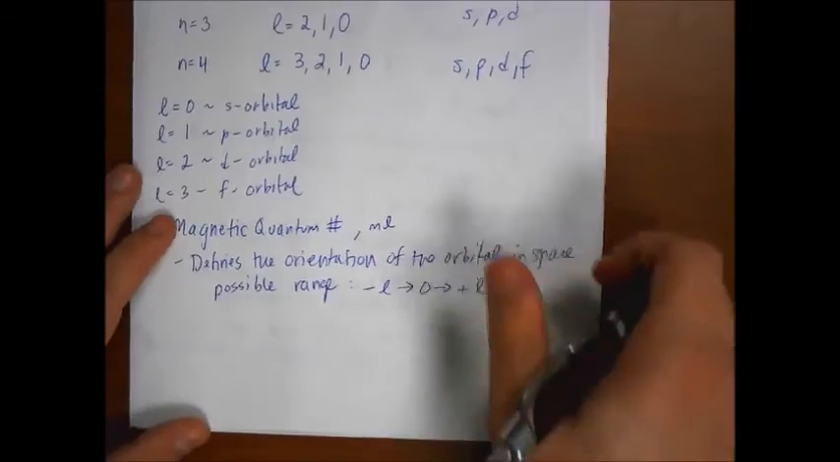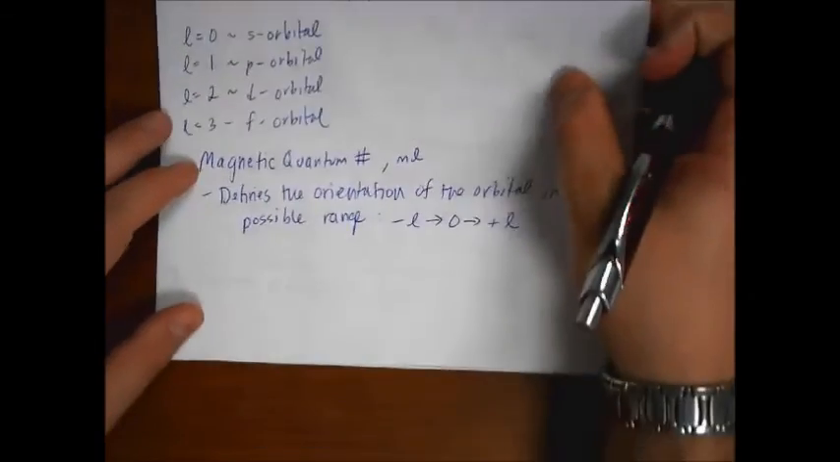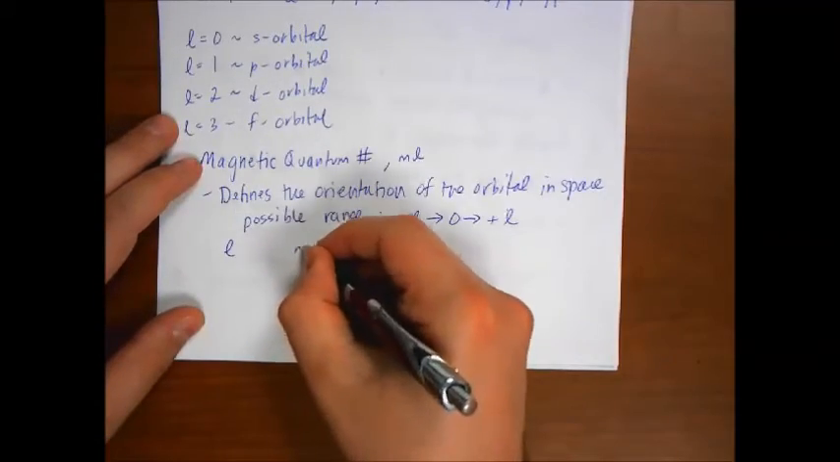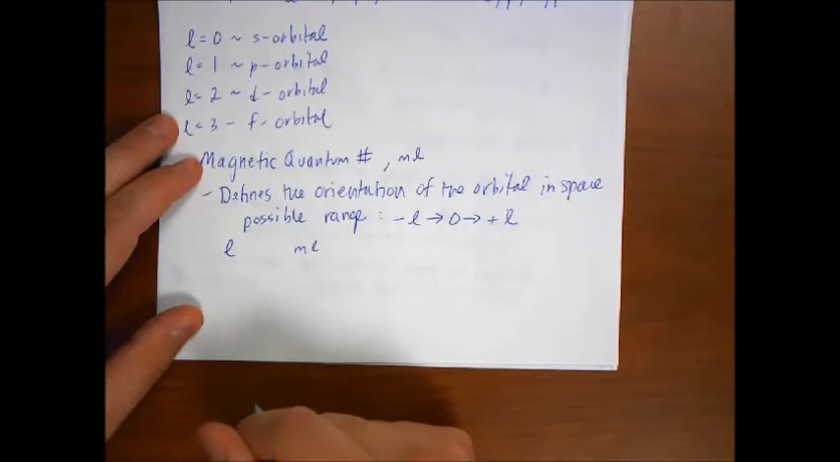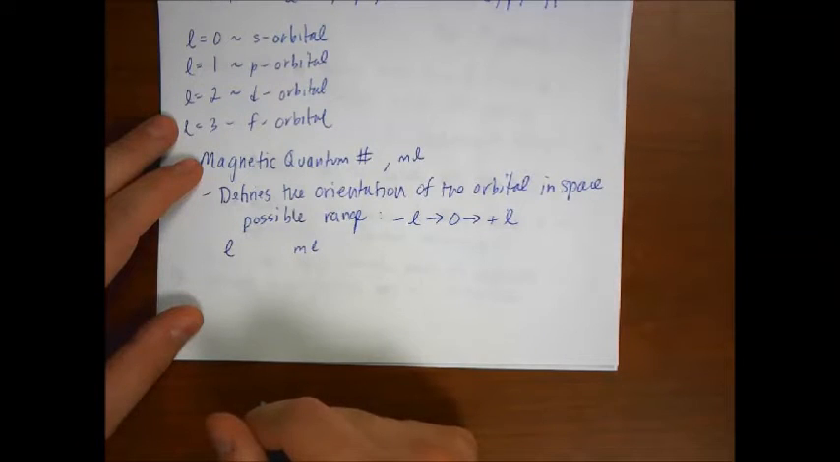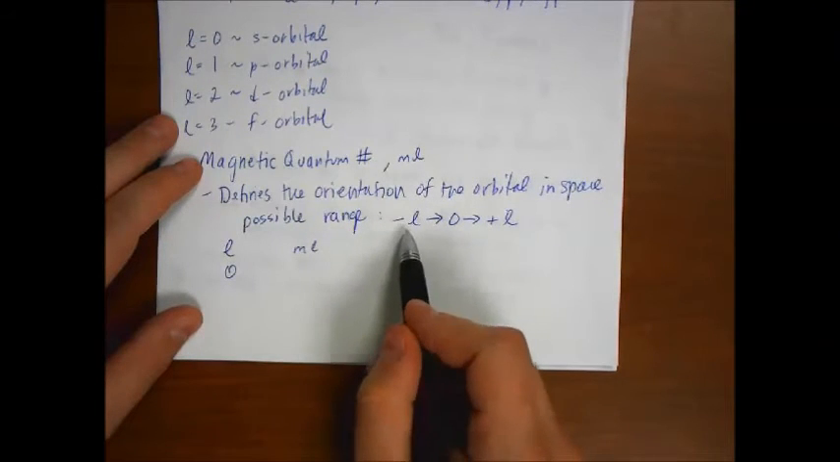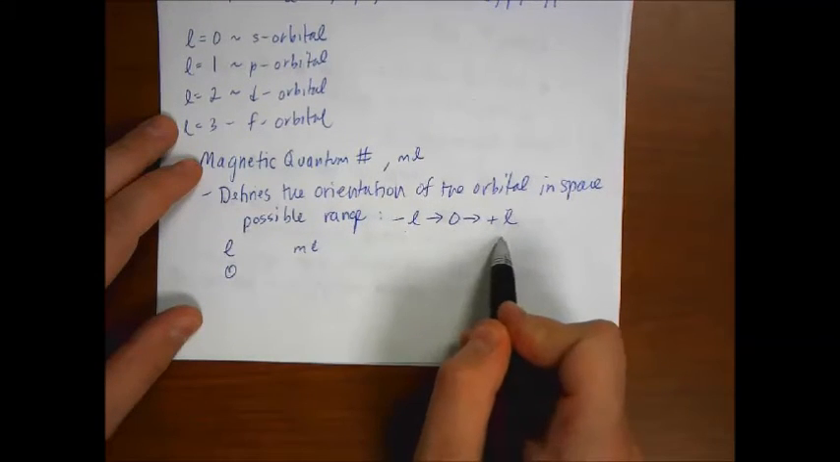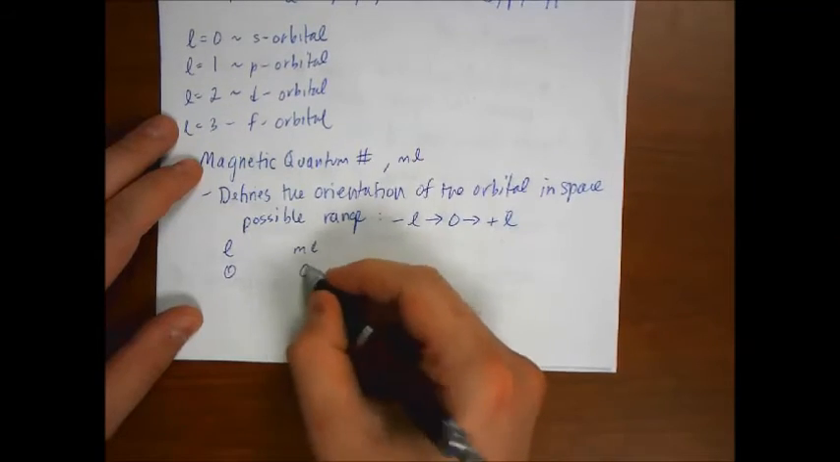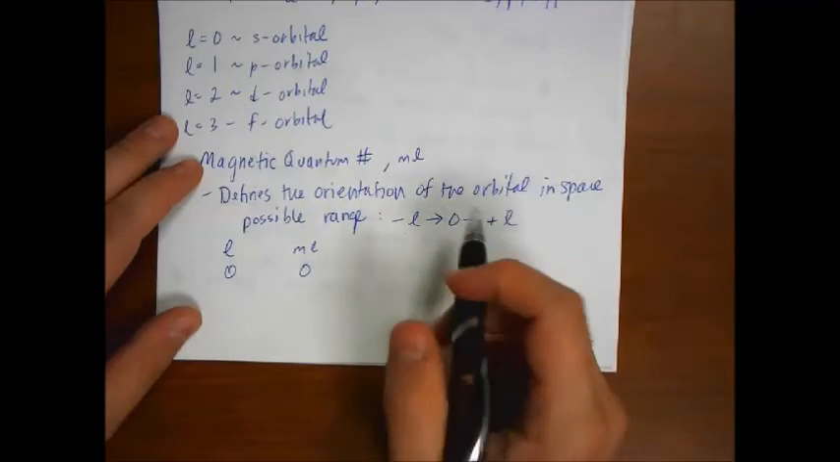Okay? So what does this mean? Let's make a little chart here where we have L and then we have m sub L, and we'll go through. So if L is equal to 0, well, if we go from minus 0 through 0 to plus 0, the only possible m sub L has got to be 0, right?